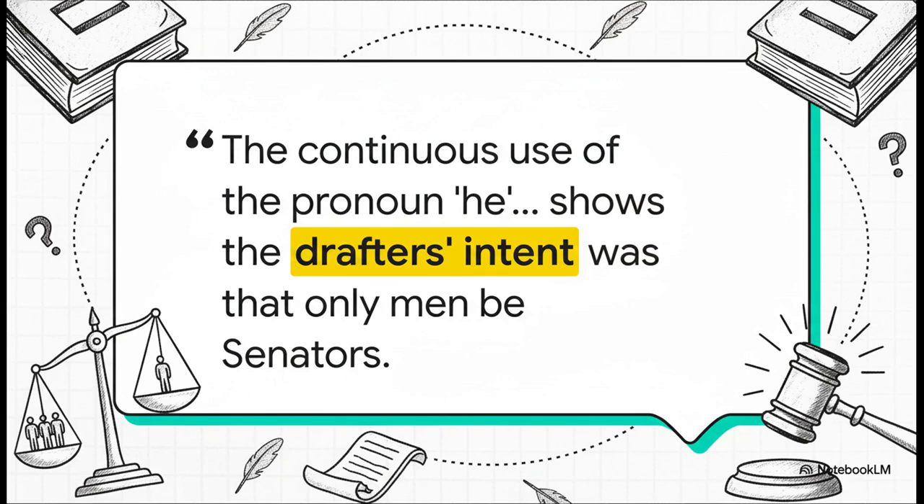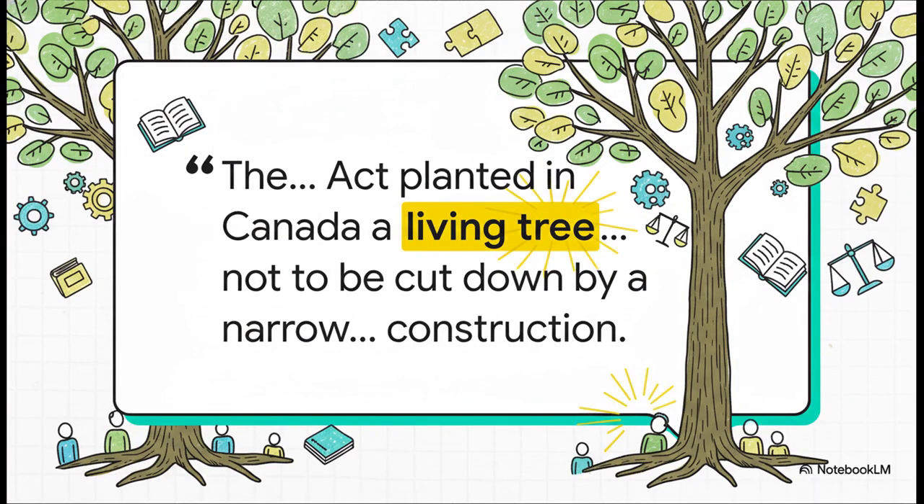Initially, the court took a very originalist approach. They looked at the text from 1867, saw the pronoun he, and concluded that, nope, persons who could be senators could only be men. But then, on appeal, everything changed. Lord Sankey came out with his incredible, now famous idea of the living tree. He argued that a constitution has to be interpreted generously to meet the needs of a changing world. It was a truly landmark moment.